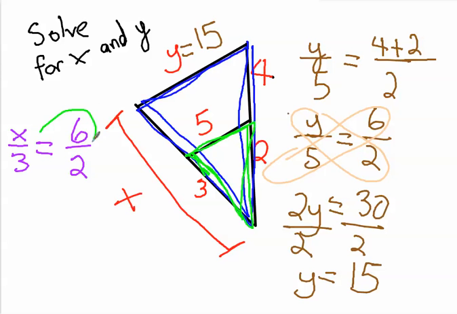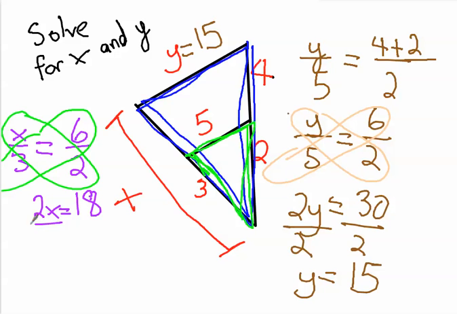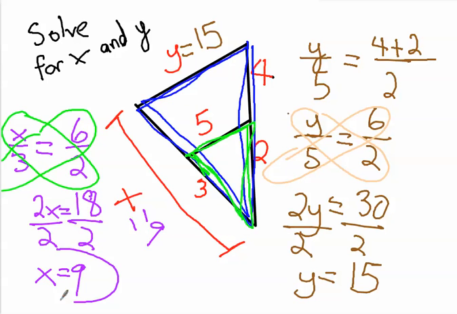But again, you cross multiply the 3 and the 6 and the x and the 2, and it comes out to be 2x equals 18, because 6 times 3 is 18. Divide both sides by 2. X equals 9, and you could write that right here, that x equals 9. And so x equals 9, y equals 15. That is the answer to this problem.